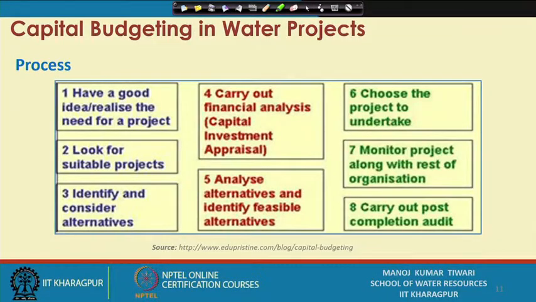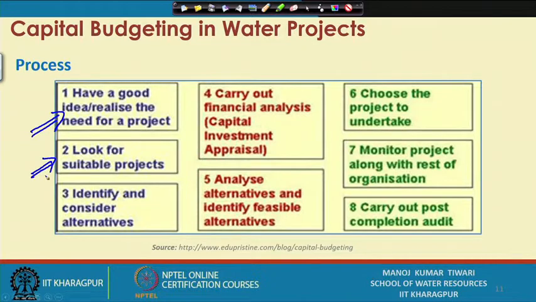The general process for capital budgeting of water projects involves several steps. The first step would be to have a good idea or realize what the need of the project is, why we are going to think about that project. So, what is the basic need of that project needs to be understood. Then we need to look for suitable projects. What could be the possible alternatives to fulfill that need or to achieve that goal needs to be analyzed and understood.